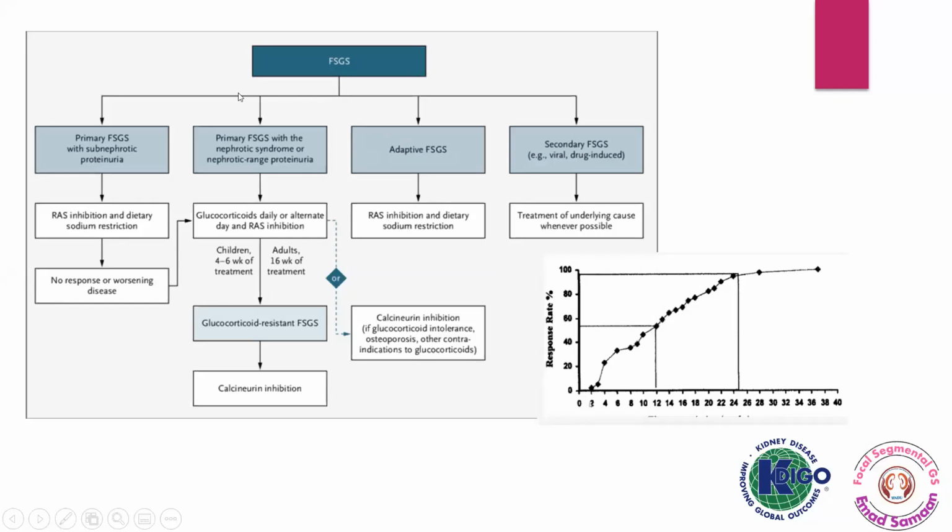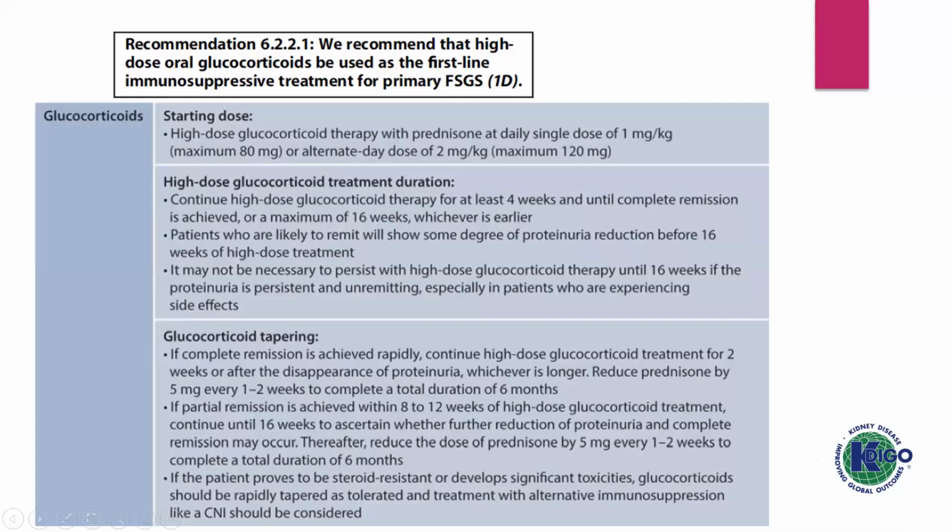But I should determine first whether it is mostly primary or not. For primary with subnephrotic proteinuria, I'll give RAS inhibition and dietary sodium restriction. For primary with nephrotic or nephrotic range proteinuria, I start glucocorticoid. If it's glucocorticoid resistant, I'll move to a calcineurin inhibitor. For adaptive FSGS, RAS inhibition would be first, with dietary salt restriction. For the secondary, just treat the cause.